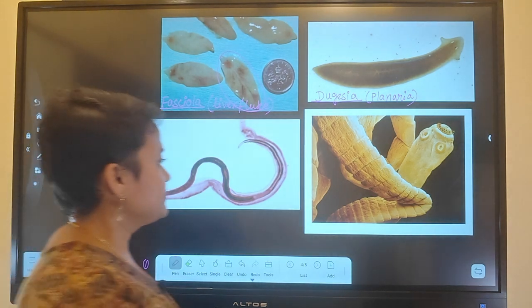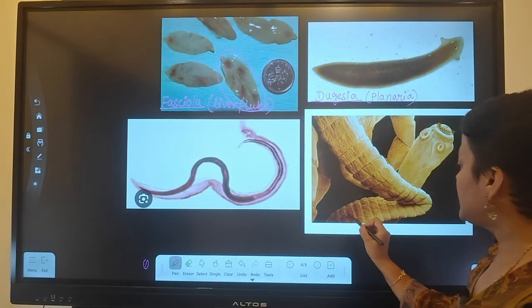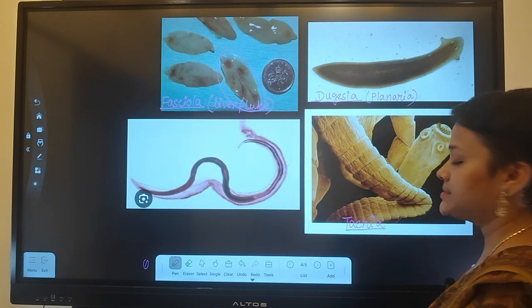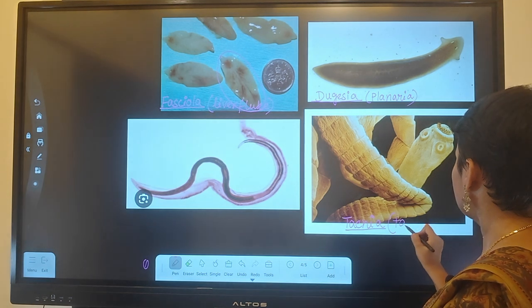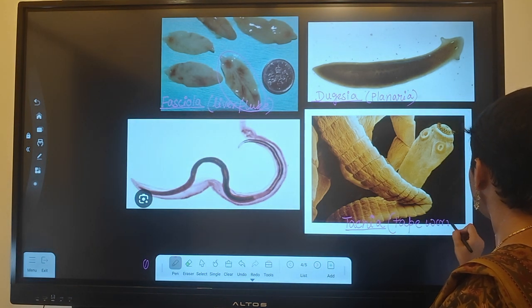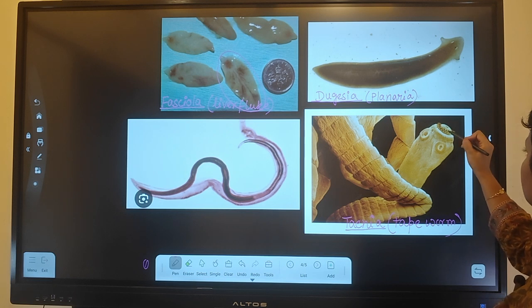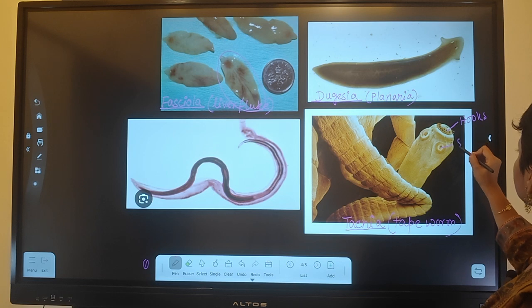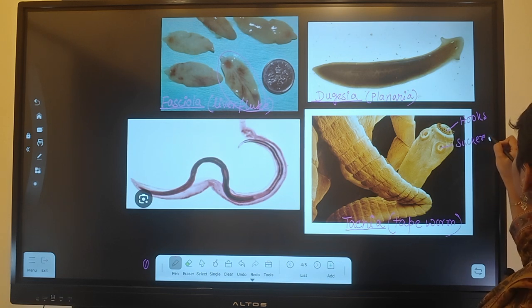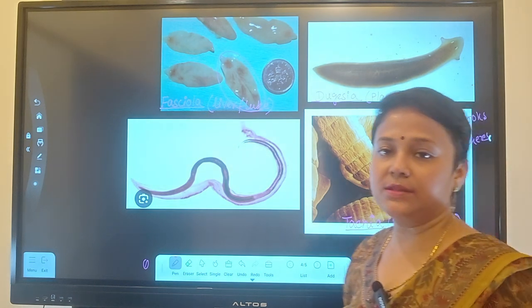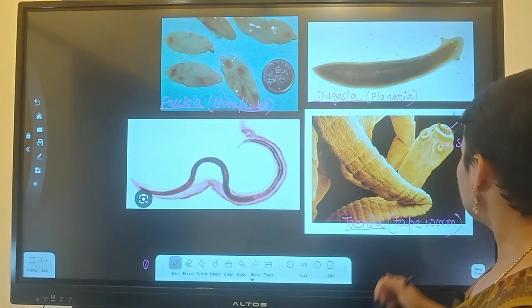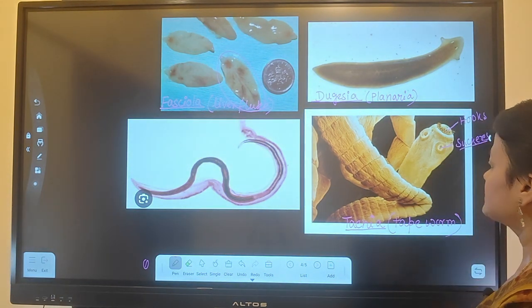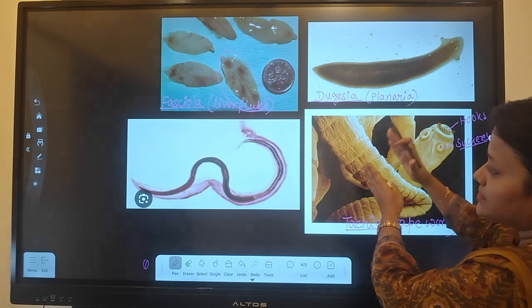Now what about tapeworm? This is tapeworm. This is called Taenia. The most common form is Taenia solium. They are called tapeworm. You can see here, these are hooks, and these are suckers. Hooks will help to cling on the surface of the host, and suckers will help to suck the nutrients. Hooks and suckers are present. You can see the body is dorsoventrally flat, right?